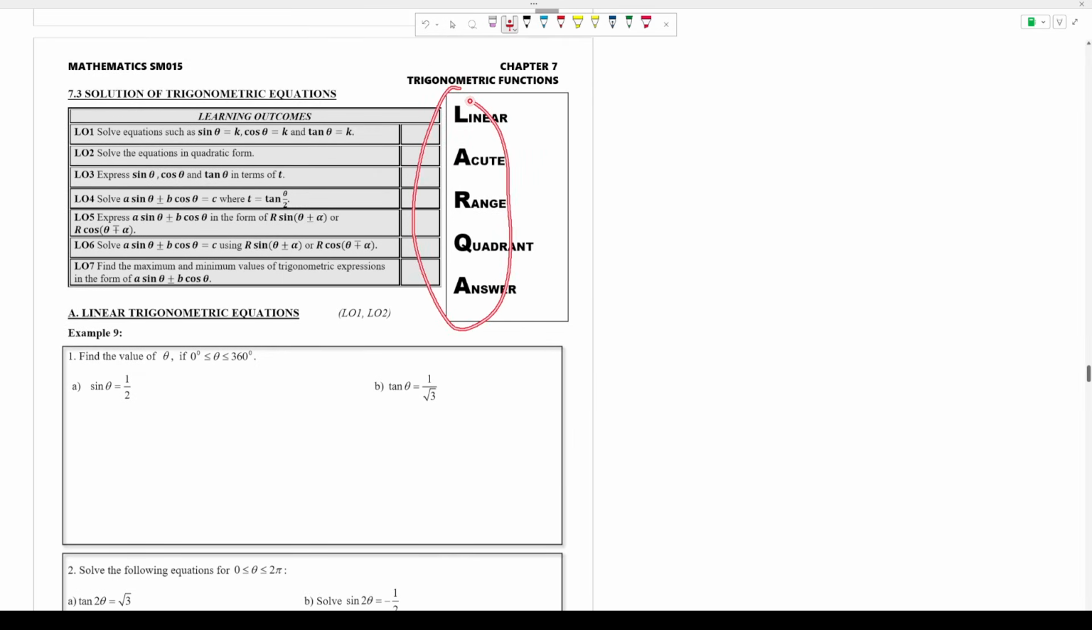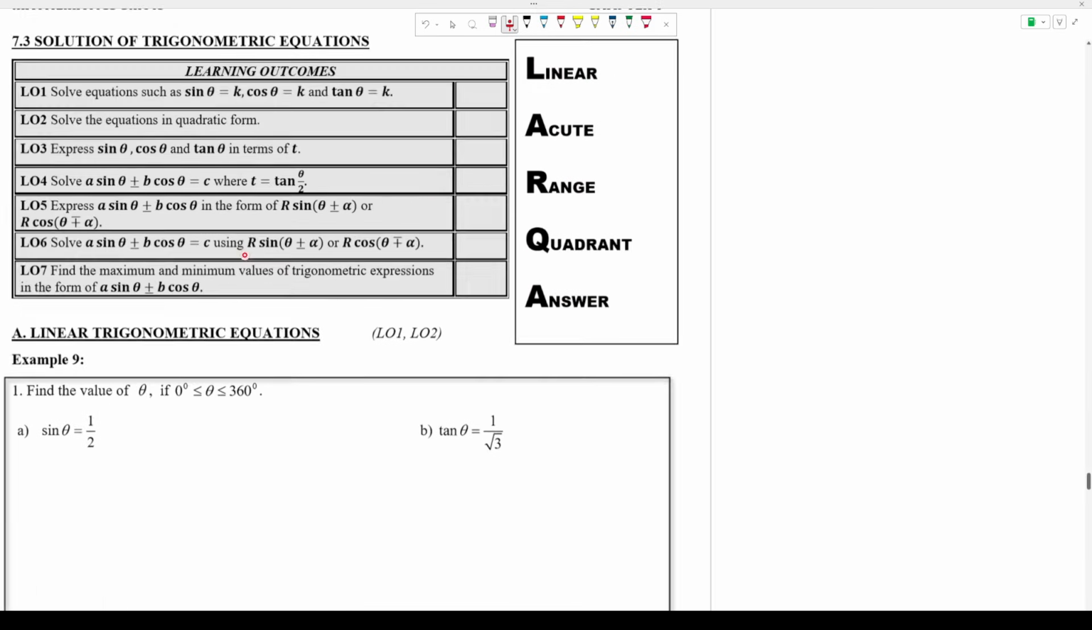This is an acronym. L is for linear, A is for acute, R is for range, Q is for quadrant, and then find the answer. So the short form is LARCA. We'll use this acronym technique to make it easier to solve trigo equations.